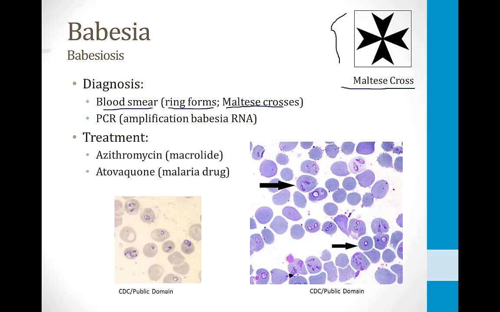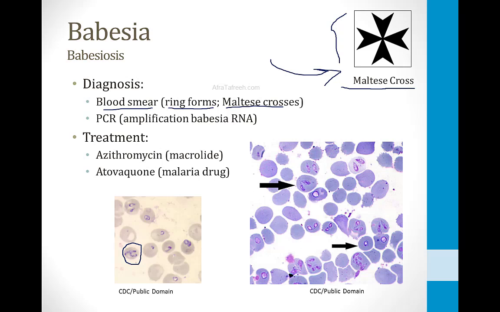When you get multiple ring forms inside a red blood cell, it can sometimes look like a Maltese cross. In patients with nephrotic syndrome, the fatty casts in the urine are also described as having the shape of a Maltese cross. If you look at these pictures down here, what you see are red blood cells infected with Babesia protozoa, and there are lots of these little ring forms inside the cells, and sometimes you can get a couple of them together that look sort of like a Maltese cross.